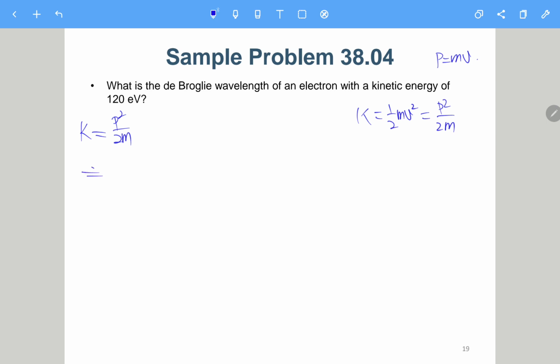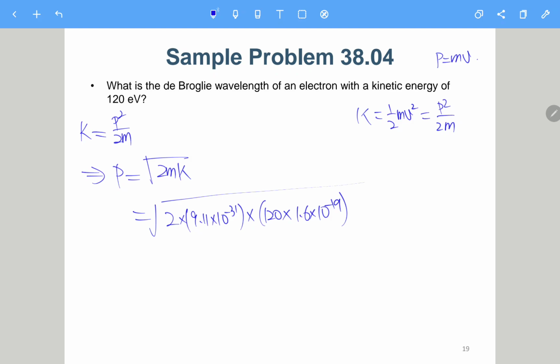So yeah, usually we'll use p squared over 2m. Okay, so then we could have p equals square root of 2mK. You just move 2m over and then take the square root on both sides. So this is 2 times, for the electron, the mass is 9.11 times 10 to the minus 31. And then K is 120 times 1.6 times 10 to the minus 19. So this is 5.91 times 10 to the minus 24 kg m per second.